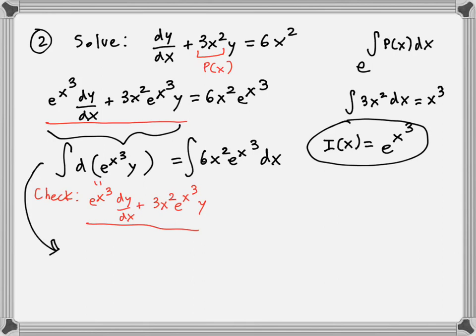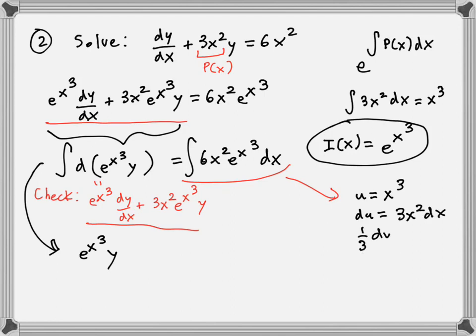So what do we get on the left? On the left, we just get e to the x cubed y. What do we get on the right? So let me go ahead and do this integral over here. I'm going to do this using a u substitution. I'm going to let u equal x cubed. Why? Because its derivative is something with an x squared in it, which appears over there. So if I let du be 3x squared dx, this means that 1/3 du is equal to x squared dx.